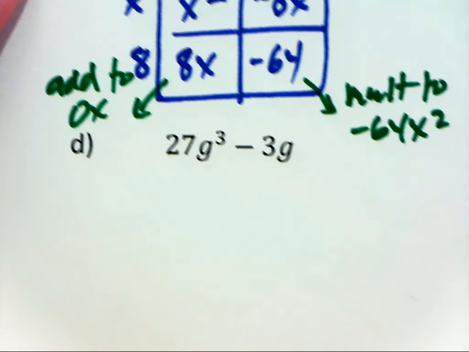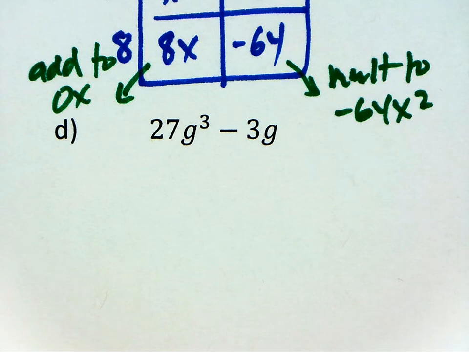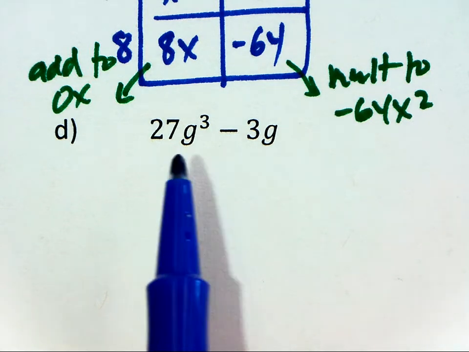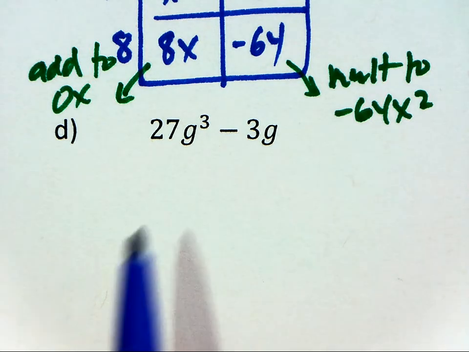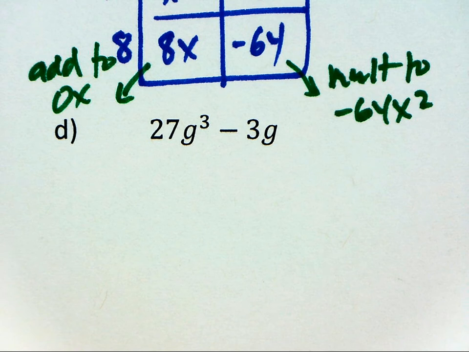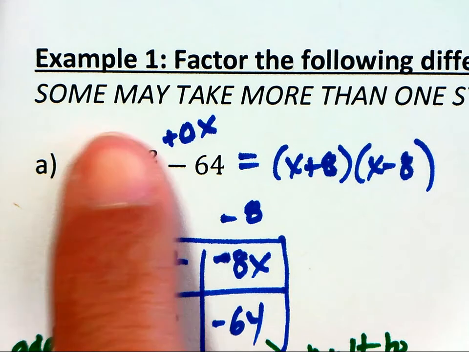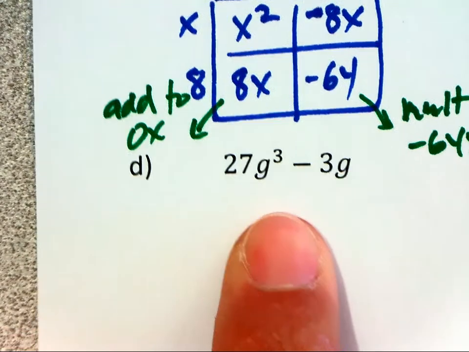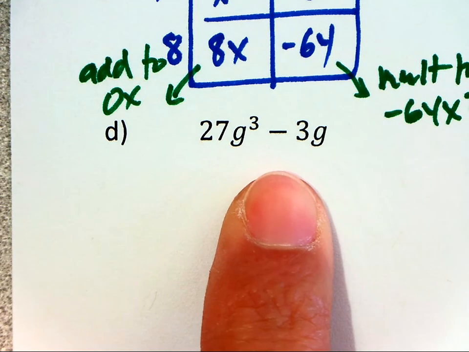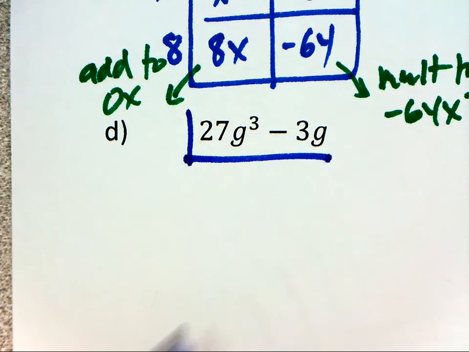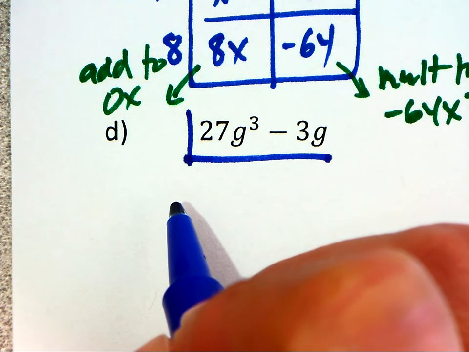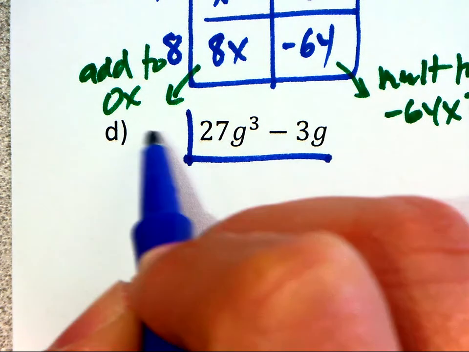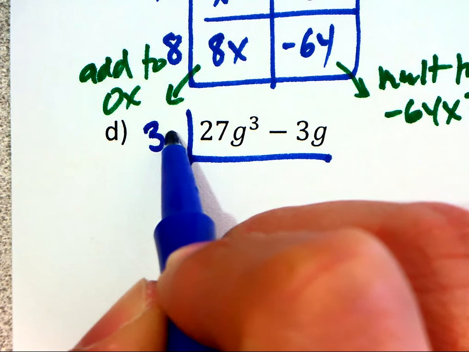Okay, we're on D now, and you should realize that neither one of these numbers are perfect squares. 27 and 3 are not perfect squares. There was a note there that some may take more than one step, and remember that it mentioned something about the GCF earlier. This polynomial, sorry, I'm so zoomed in I keep losing my place, has a greatest common factor. Both coefficients are divisible by 3, and both terms have at least one power of g.